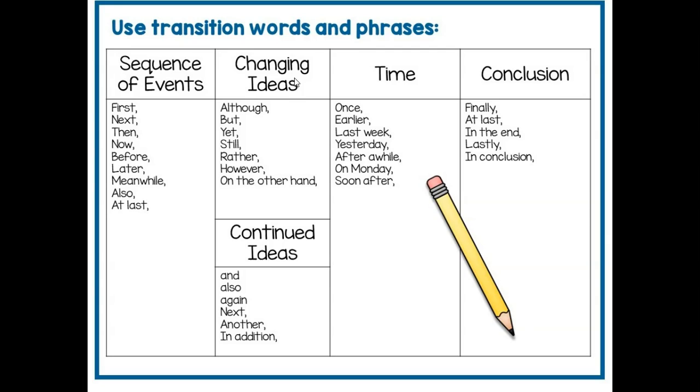Time lets the reader know a specific time or day that you're discussing. Once there was, earlier in the year, last week, yesterday, after a while, on Monday, soon after. All of those are words that signal time. And then to let the reader know that you are wrapping up what you have written, you could use words like finally, at last, in the end, lastly, in conclusion.